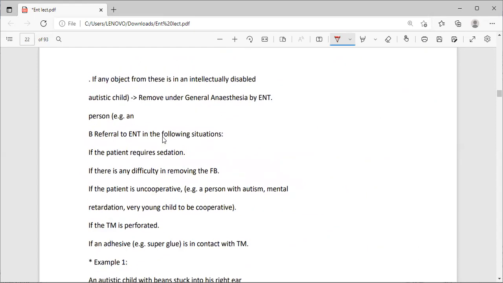Now, next thing is, if any patient is intellectually disabled, I told you disabled patient or uncooperative children like autistic, remove under general anesthesia by ENT, or refer to the ENT in the following situations. Here you go. When you should refer the patient.